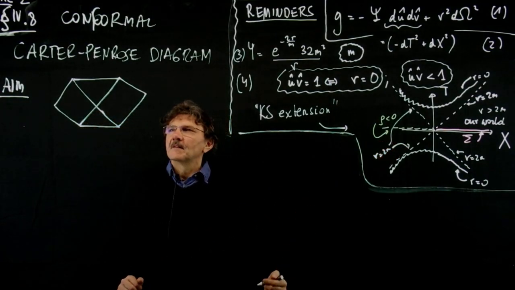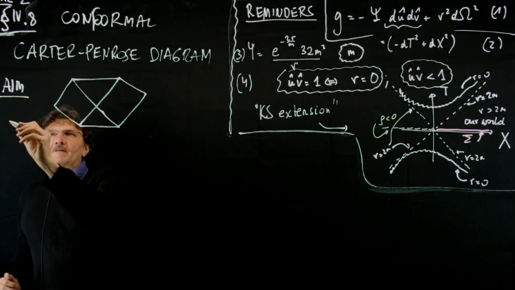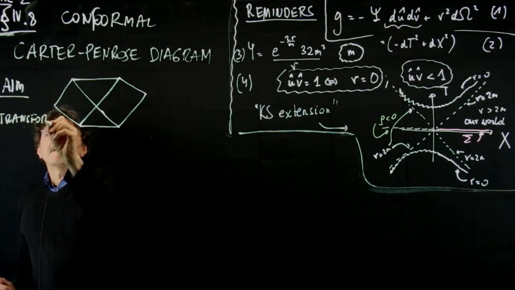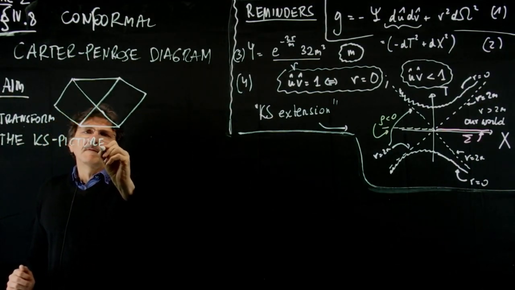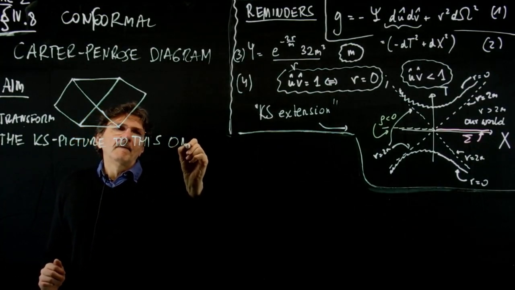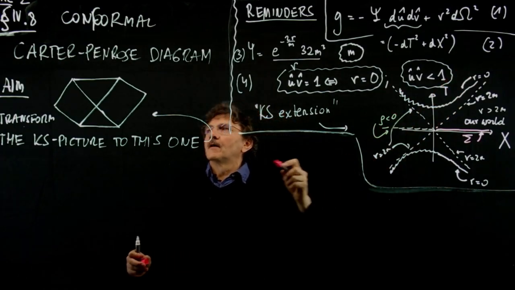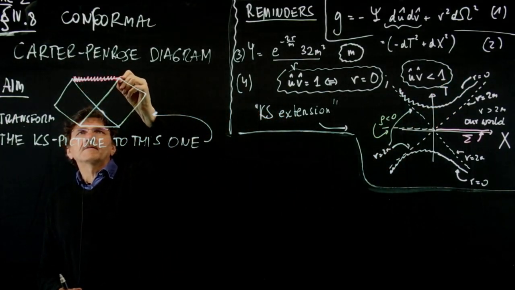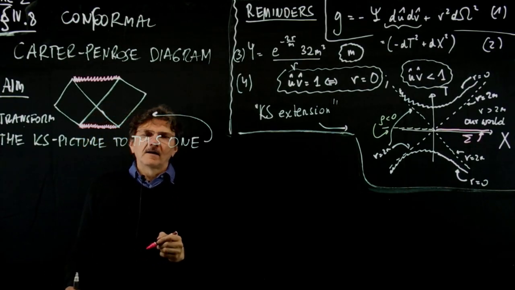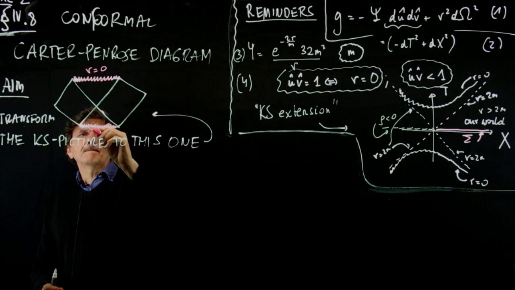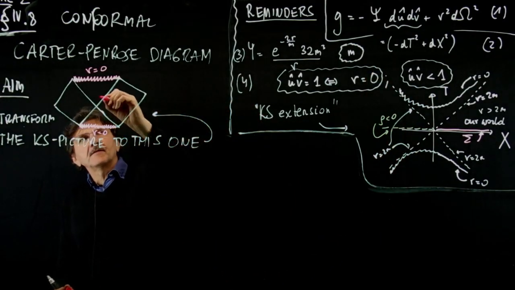Which is a scaled version of this one, right? So we scale transform the KS picture to this one. So now this set R equals 0 is going to be mapped to this one, and again, it's usual to make it bold or wiggly to make clear that this is a singular boundary. R equal 2m is what you think it is, so this is R equal 2m.